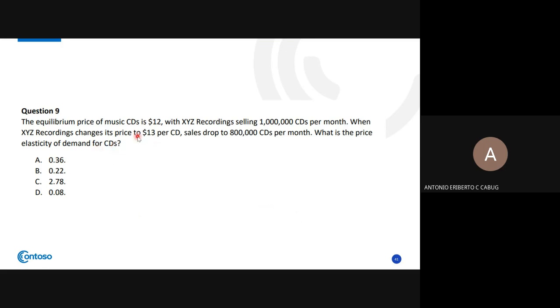The equilibrium price of music CDs is $15, with XYZ Recording selling 1 million CDs per month. When XYZ Recordings changed its price to $13 per CD, sales dropped to 800,000 CDs per month. Bumaba yung demand. Again, talagang inverse yung relationship ng price at quantity demand. What is the price elasticity of demand for CDs?